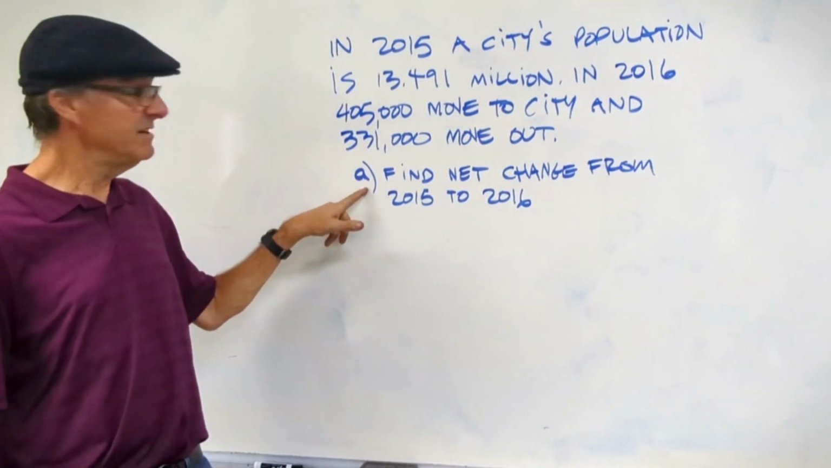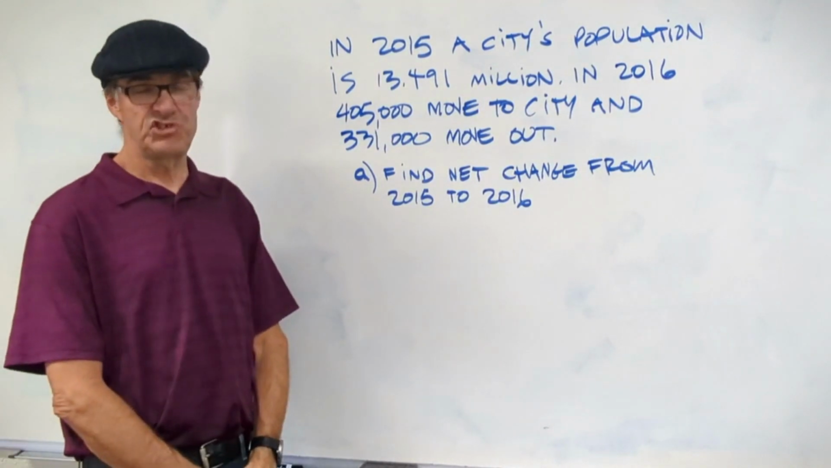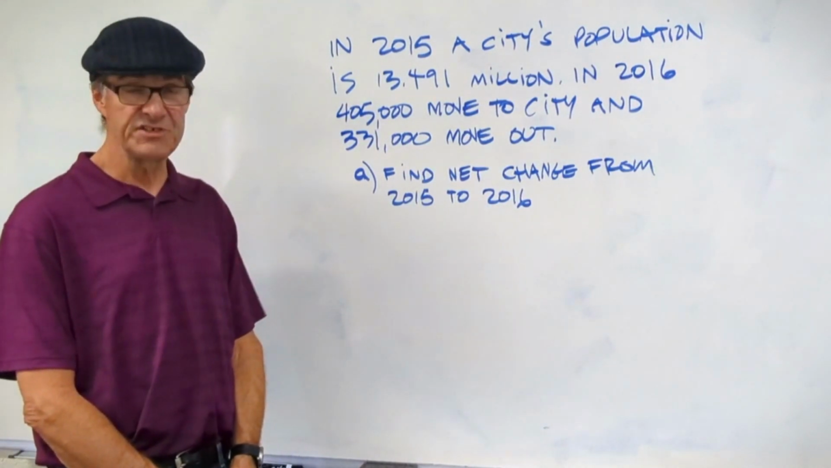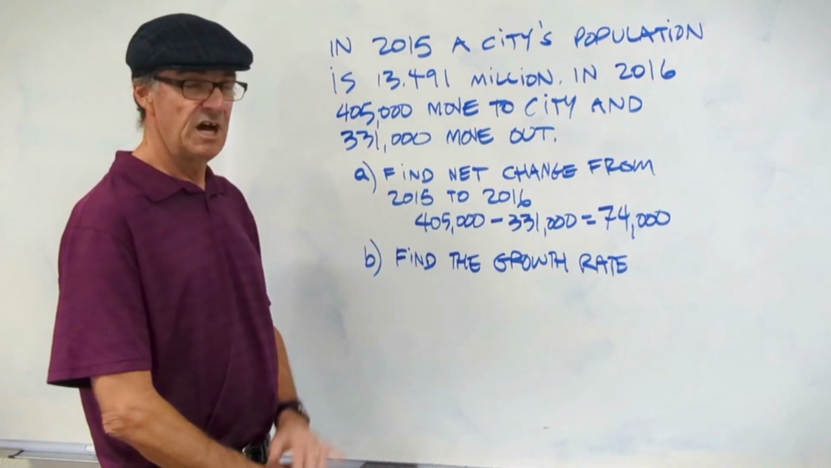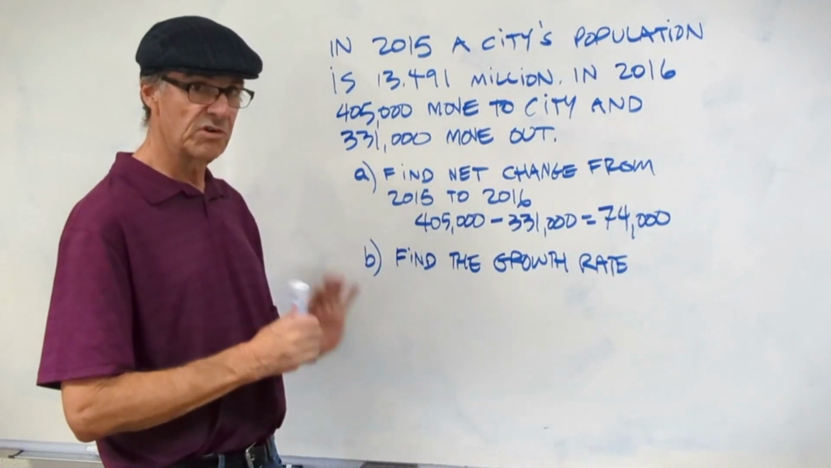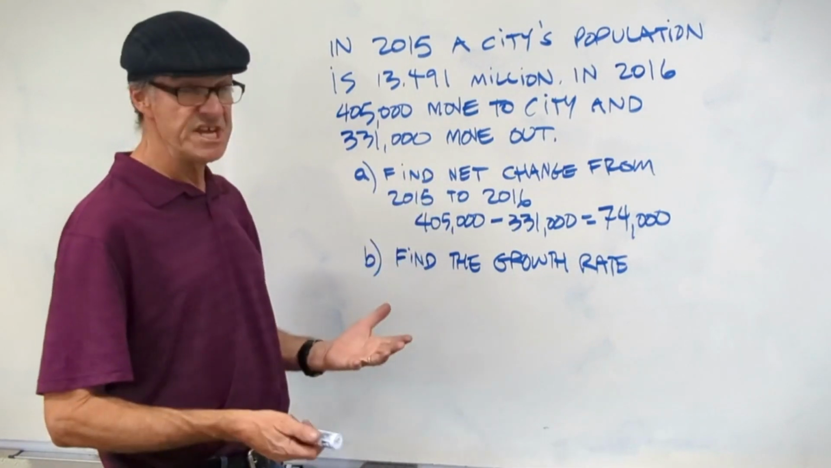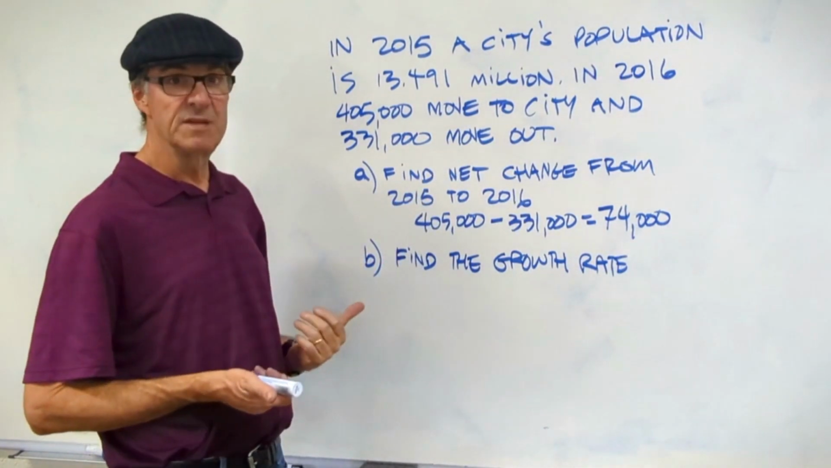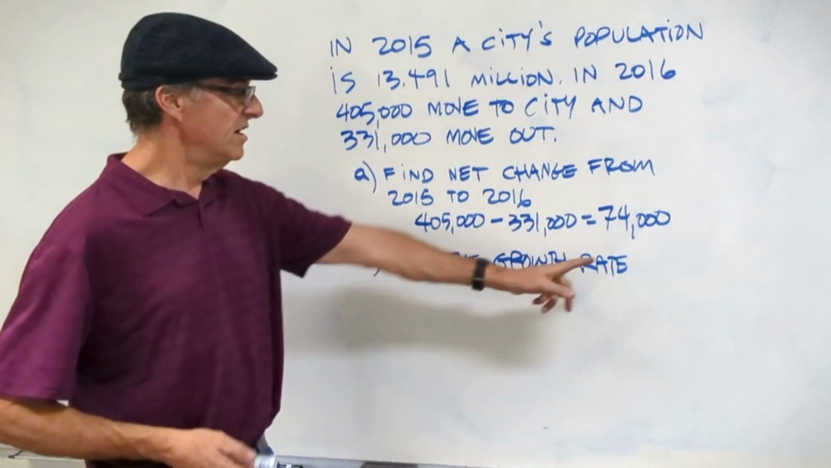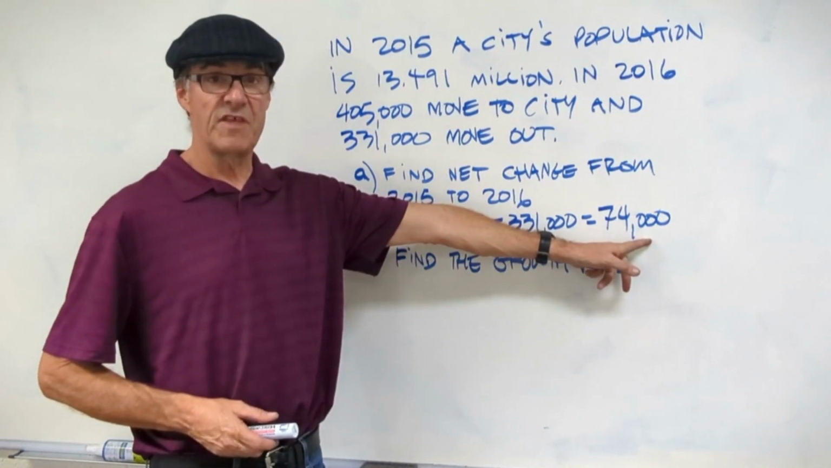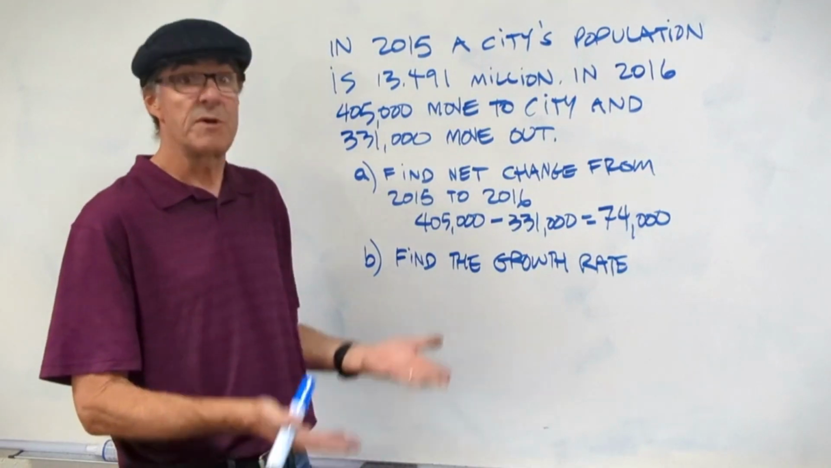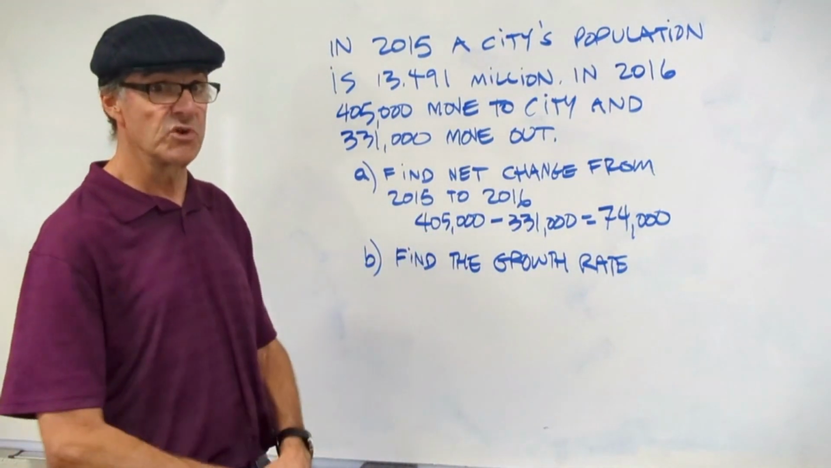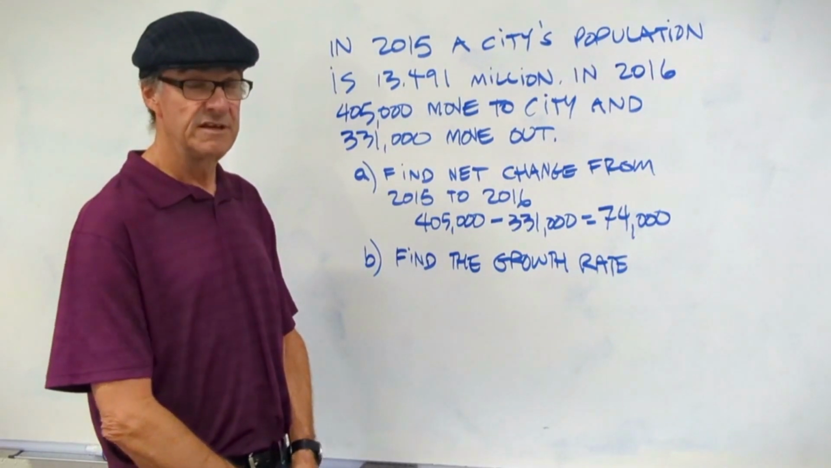So part A, find the net change from 2015 to 2016. Pause the video and do that. I'm hoping you got that one no problem. The net change is just how many moved out subtracted from how many people moved in. So I did that there. So I got a net change of 74,000. It's a positive number because the city's population increased by that amount. So there's our net change from 2015 to 2016.